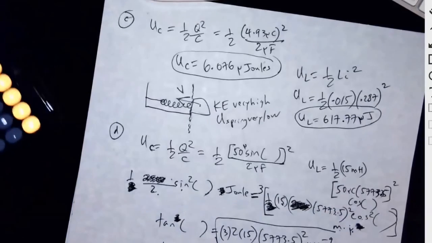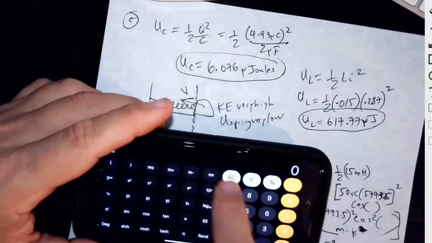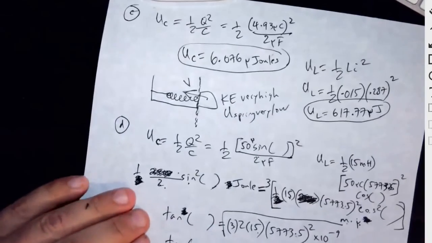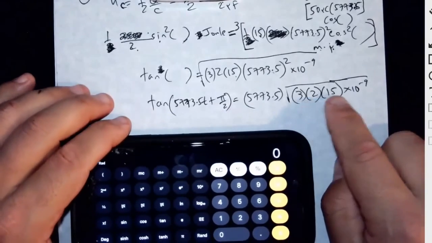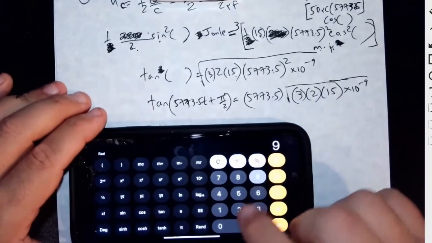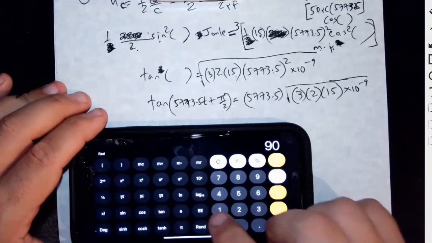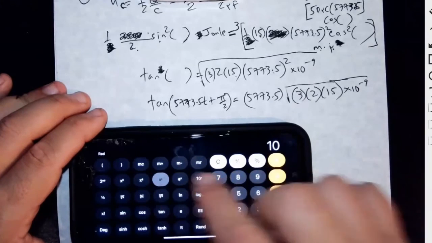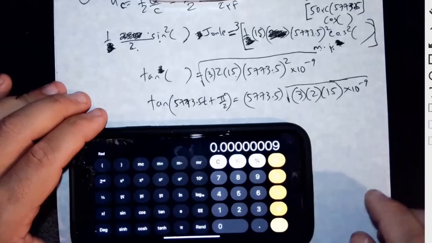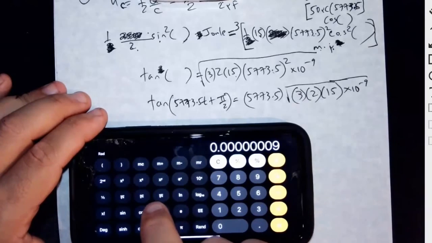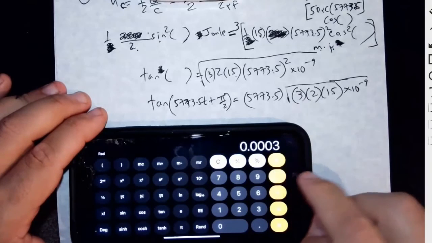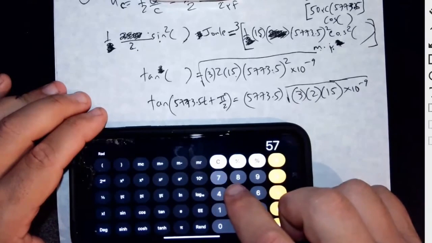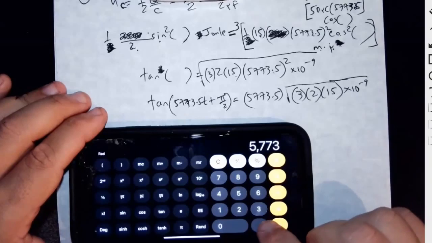Okay, now let's see that. So 6 times 15, 90, times 10 to the power negative 9, square root, times 5773.5.